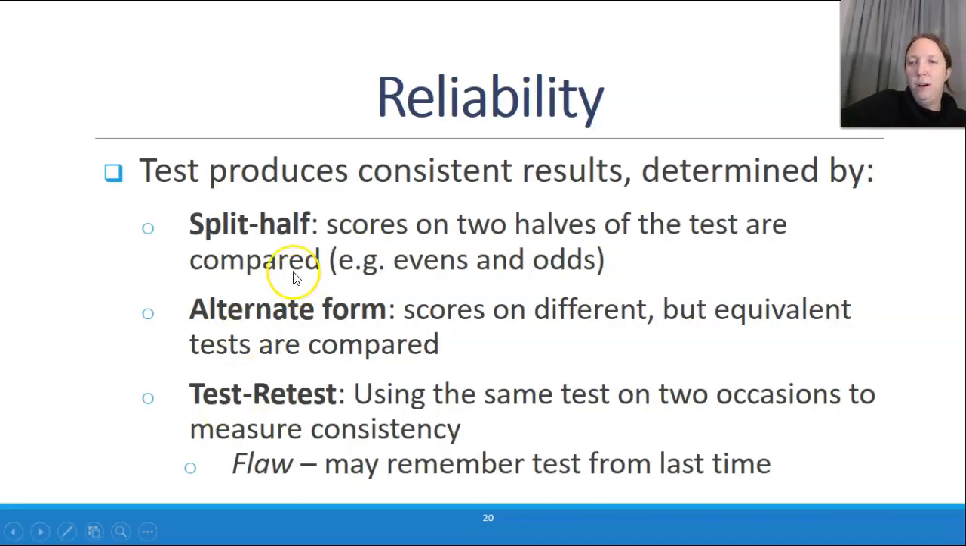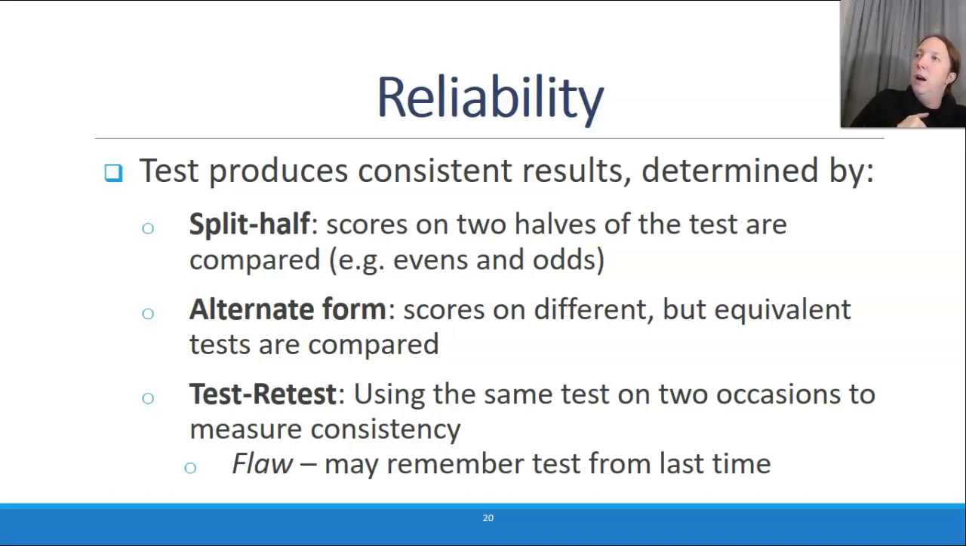This is determined in 3 ways. Either by having a split half reliability. In other words, scores on 2 halves of the test are compared. So having a bunch of students do only the evens, having a bunch of random representative sample students complete only the odds, and on average, are the scores similar? Because if they are, then the test is probably reliable. Perhaps coming up with 2 alternate forms. So having random representative samples take 2 different tests, but where the questions are relatively similar in difficulty, again, do the scores produce average results and form that normal curve? And then finally, the test and retest reliability, using the same test on 2 occasions to measure consistency.